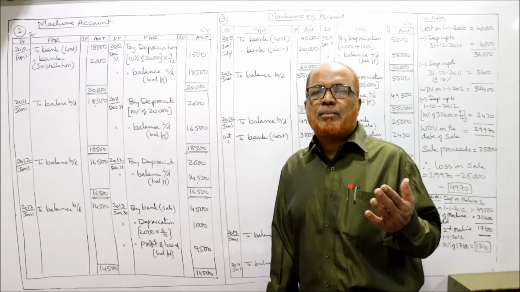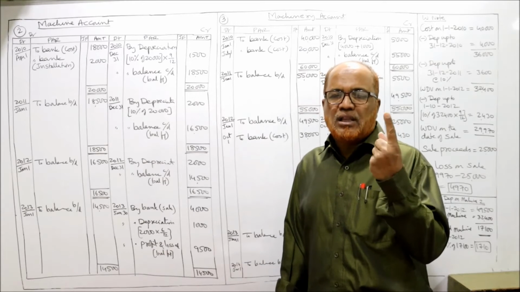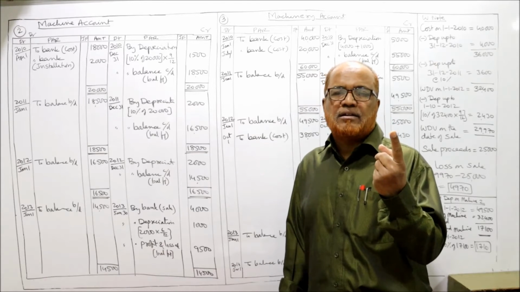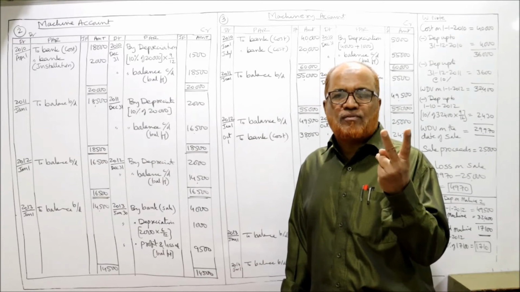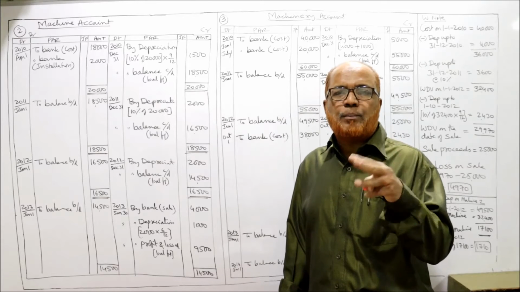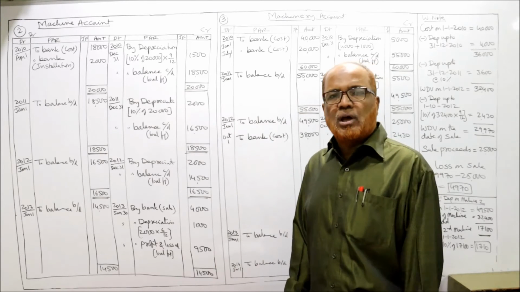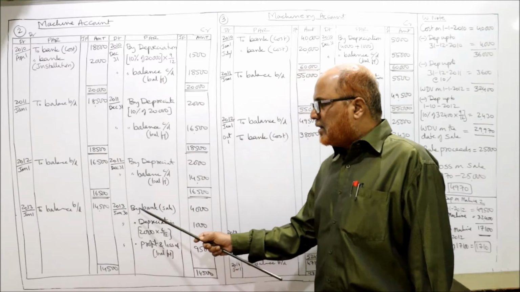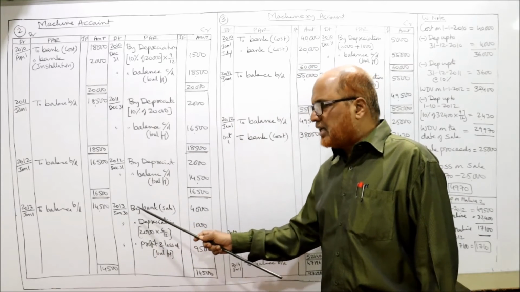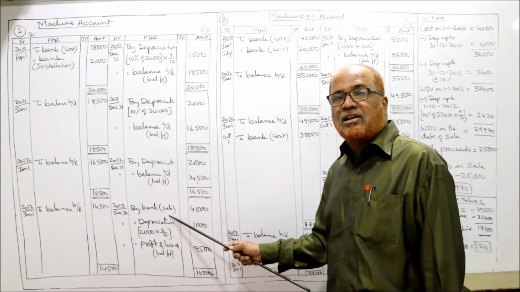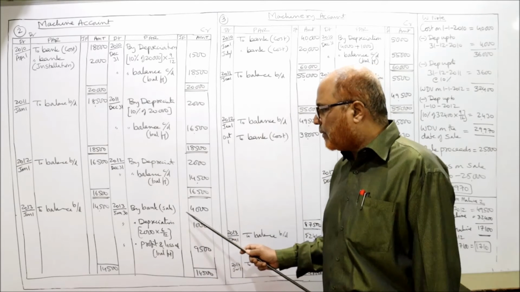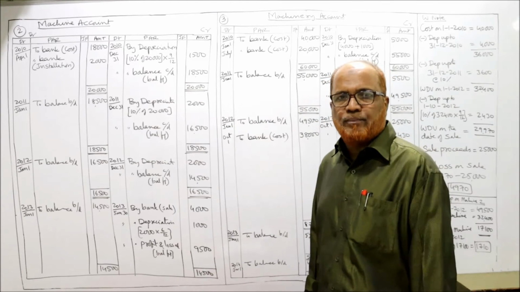Already I told you, whenever a machine is sold, 3 entries we have to pass. The first entry is sale proceeds. Second entry for depreciation for the period. Third entry for profit or loss. Now you see here, on 2013 June 30th by bank sale. At what price it was sold, given in the problem? 4,000 rupees it was sold.